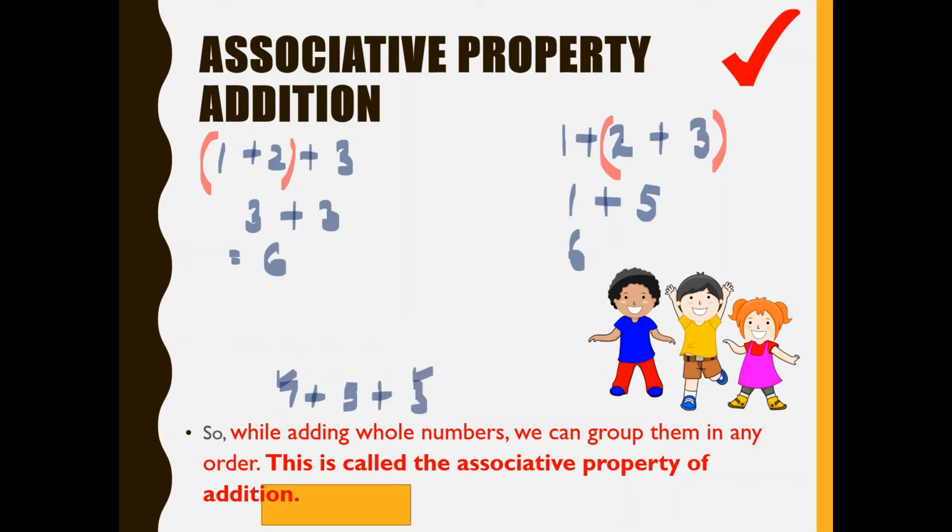You can add 7 plus 3 first. That makes it 10, and you know that now the sum will be 15. So this is how you can use the properties to make your calculations simple. So children, this is the associative property of addition.